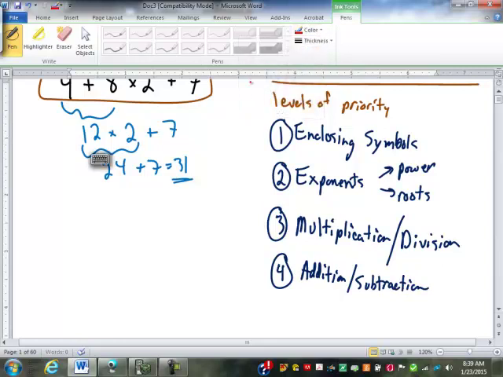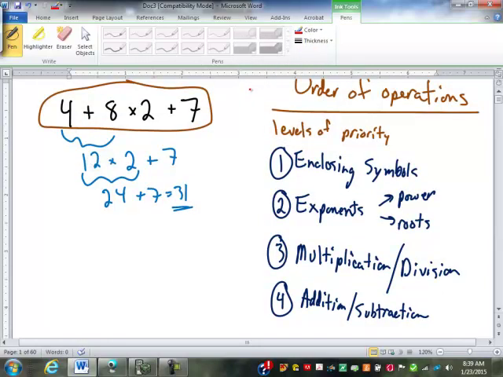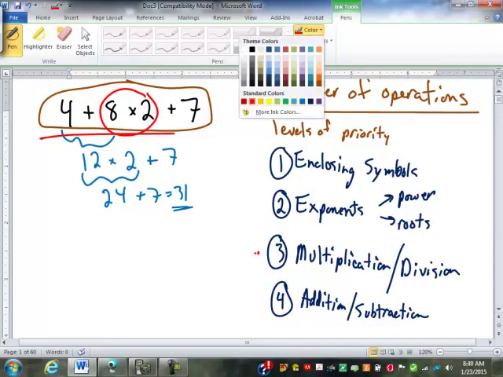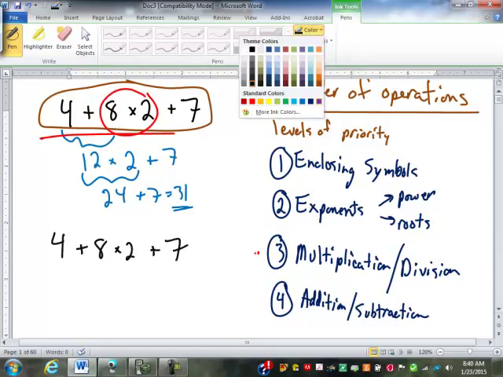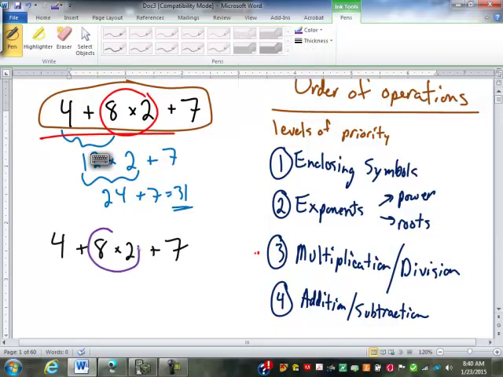So if we look back at this problem up here, there are no enclosing symbols, so there's no level 1 items we need to do. No exponents, no powers or roots. So we're down to level 3 before we hit something we have to do. That's multiplication. That would be the 8 times 2. So let me rewrite this problem down here. What that's telling us to do is we're going to do that multiplication where we combine the 8 and the 2 and we replace it with a single number, which in this case will be 16. And then the rest of the problem stays unchanged.